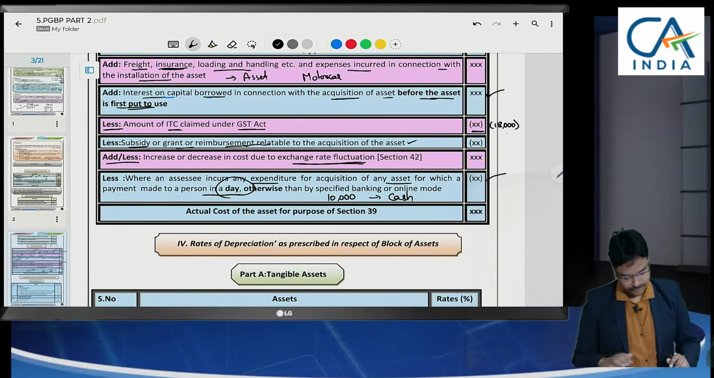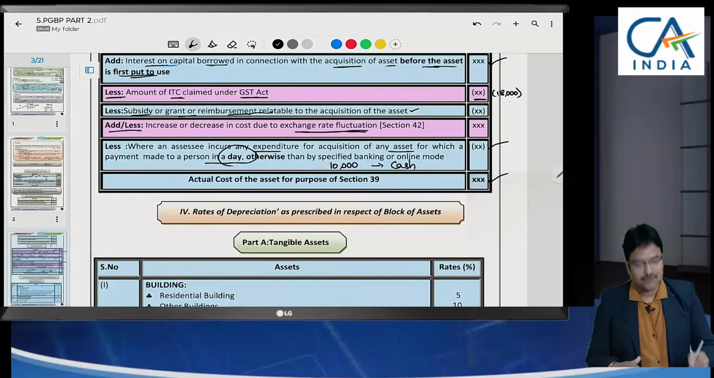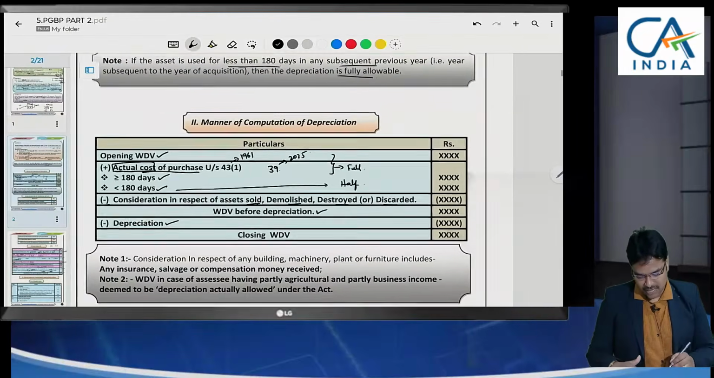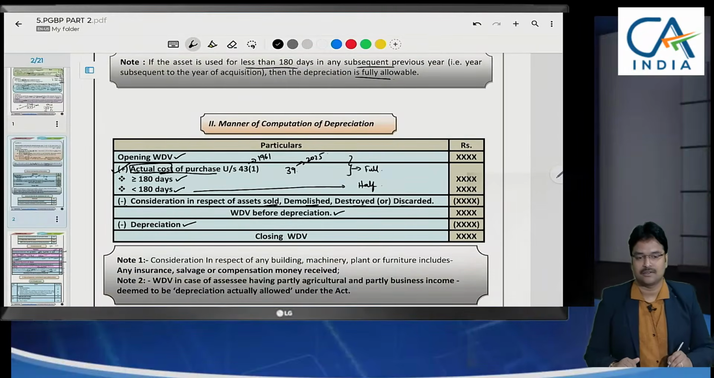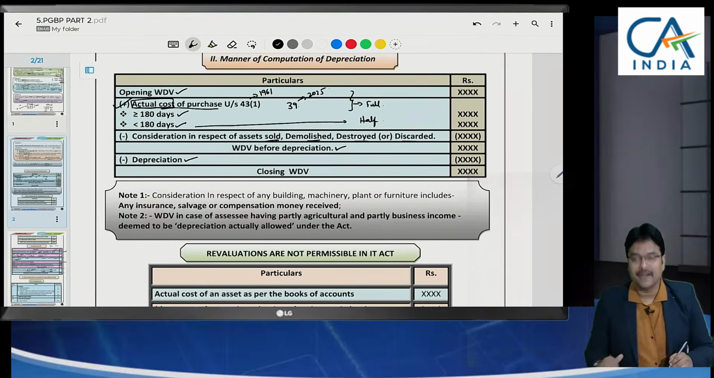Okay. Next. So here comes the actual cost. This actual cost only we are going to add to the block.